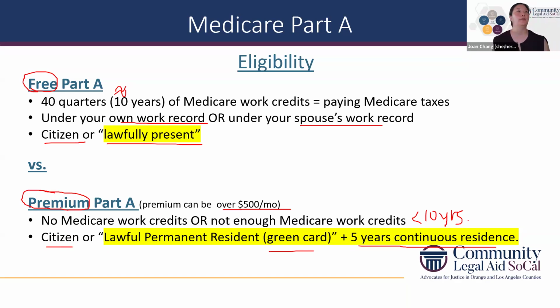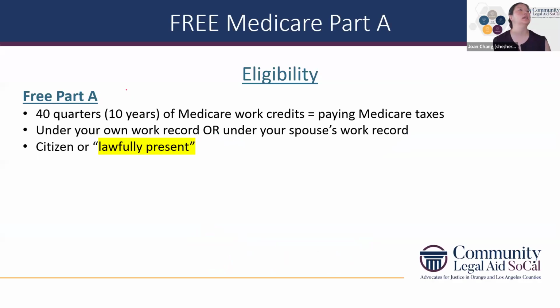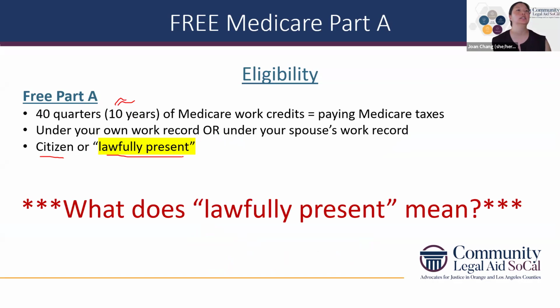Okay. Free Part A. We're talking about folks who have had at least 10 years of paying into the Medicare pot, again about 10 years of work credits, and then the citizenship category or the lawfully present category. Well, what the heck does lawfully present mean? Let's dive into it and piece out each of the immigration categories that are allowed.